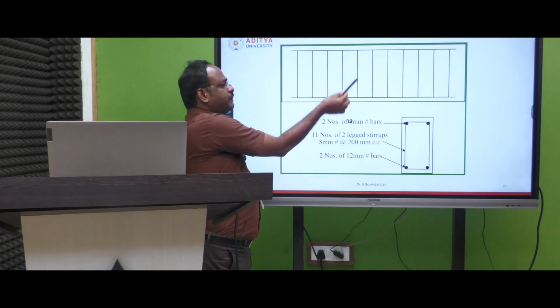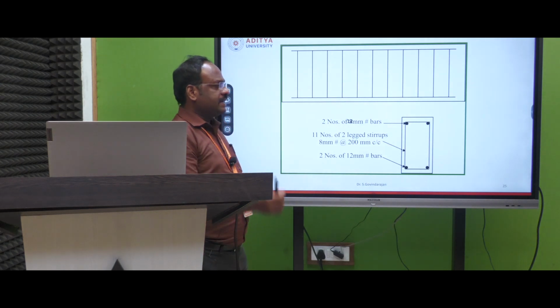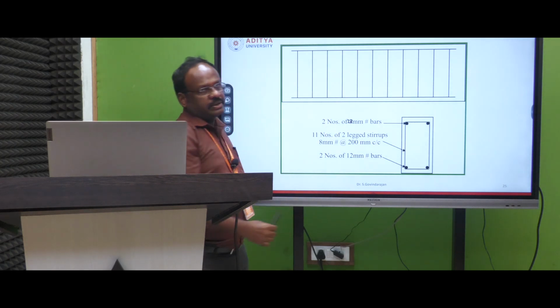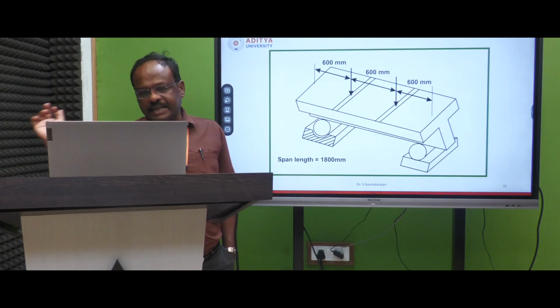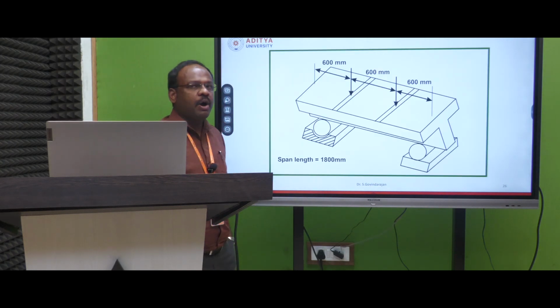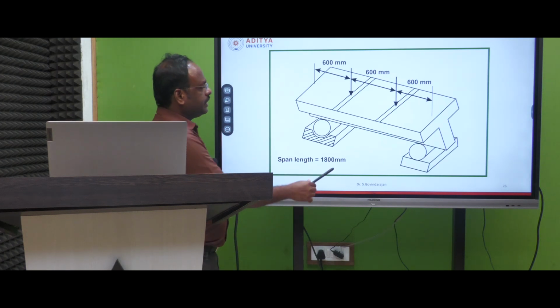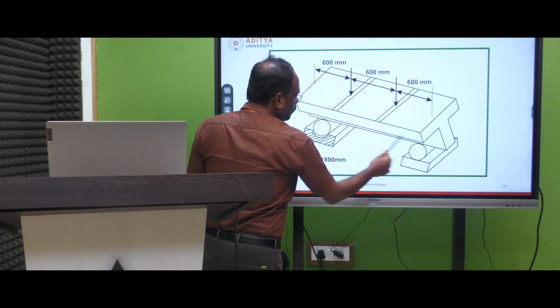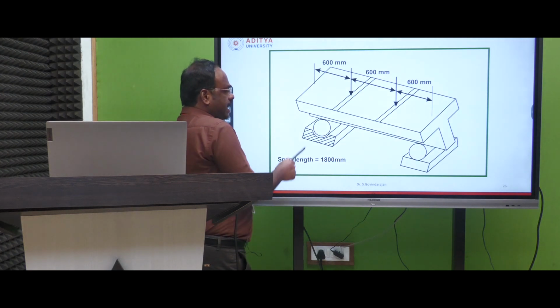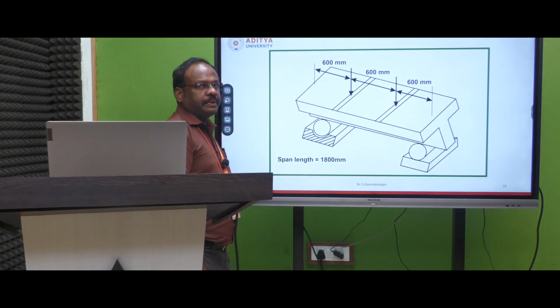And the top reinforcement and bottom reinforcement size will be taken as 12 mm, right? Here is the loading setup, how the beam will be resting on the support. Here I have taken 2 types of support: one is hinged support, another one is fixed support, right?